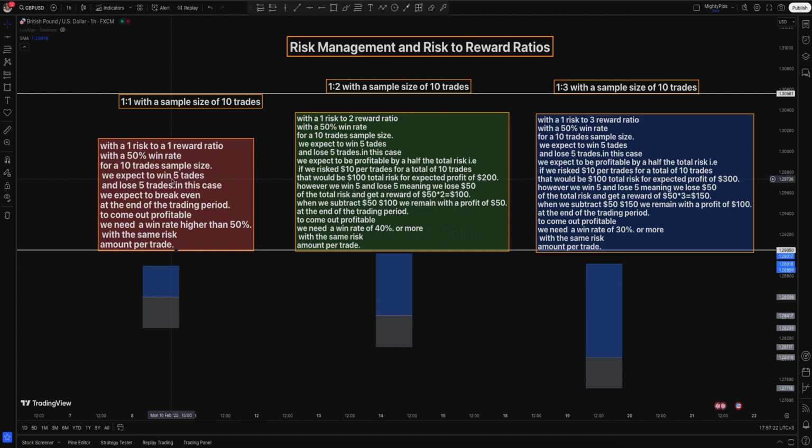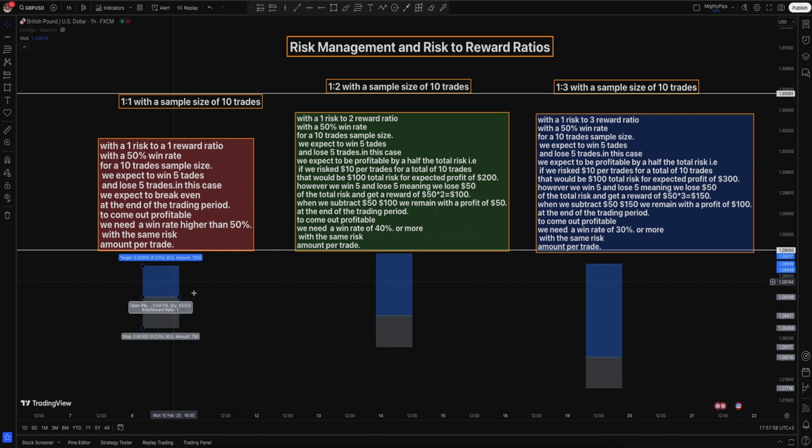For example, we have $100 and we are using a 1-to-1 risk to reward, with a 50% win rate, meaning you win 5 trades and you lose 5 trades, okay? In this case, we expect to break even at the end of the trading period. Okay? If you're using a 1-to-1 risk to reward ratio, some of you have a good strategy or a profitable strategy, but you're not using the correct risk to reward ratios.